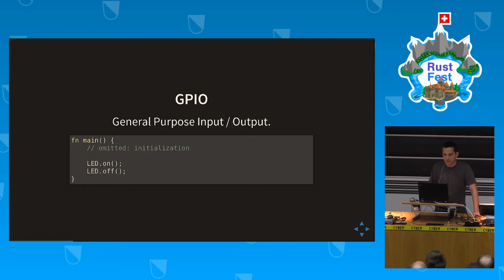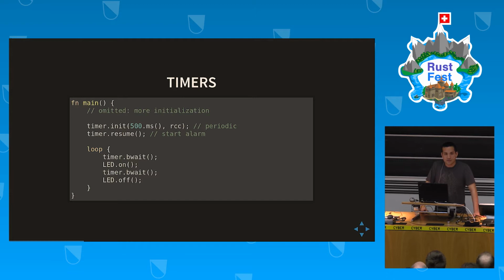Another peripheral I'll be using is timers. Timers are useful to generate periodic tasks and also to measure the duration of certain events. And in this program, we use the timer as a periodic alarm, and we'll use this alarm to blink an LED. So we use this wait method, which is a blocking method. We will wait until the alarm goes off, and we'll use that to generate the delays in this program.